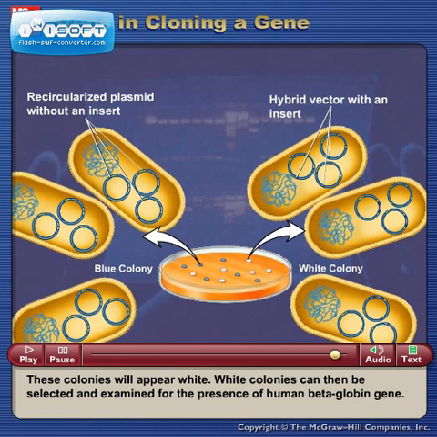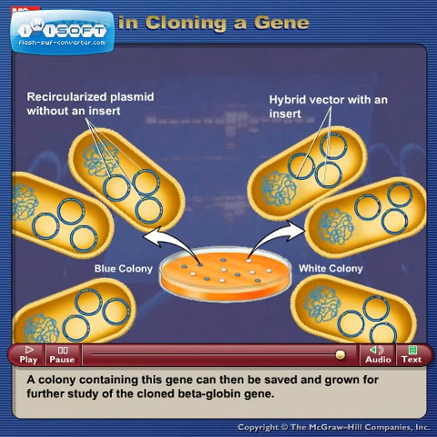White colonies can then be selected and examined for the presence of the human beta-globin gene. A colony containing this gene can then be saved and grown for further study of the cloned beta-globin gene.